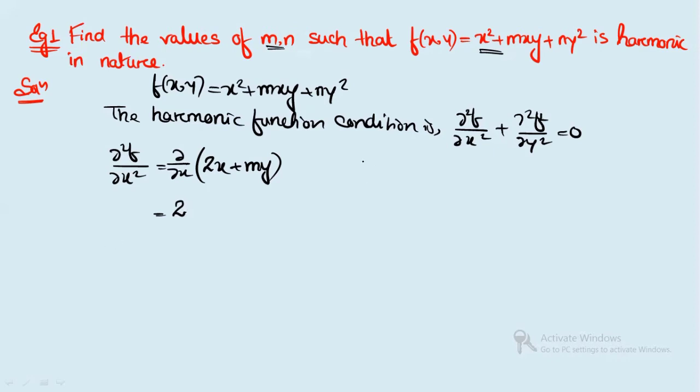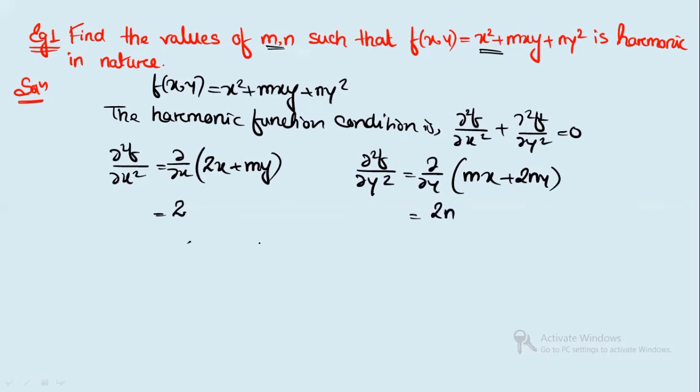Similarly, if you find ∂²f/∂y², that is ∂/∂y of this term. This time the first term is constant, the second term will give you mx, plus the third term will give you 2ny. Again on differentiating, this is constant and this will give you 2n.